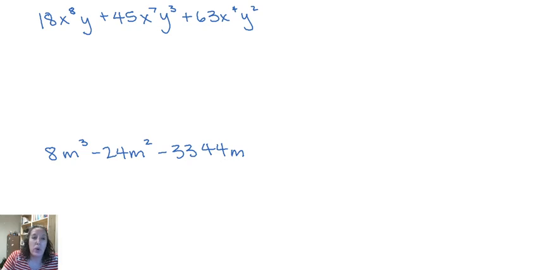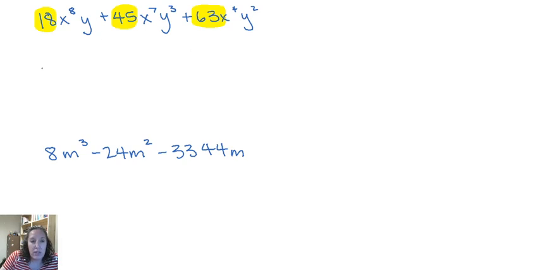When we are factoring, we always want to look at our greatest common factor. Here we have three terms, so we're looking at the three pieces. And I'm going to focus just on our coefficients first. So we've got 18, 45, and 63.